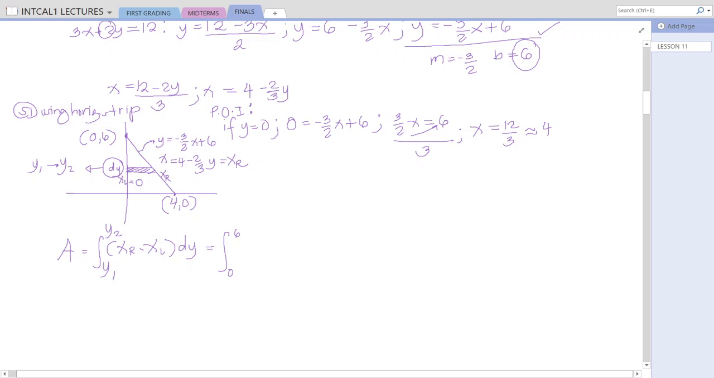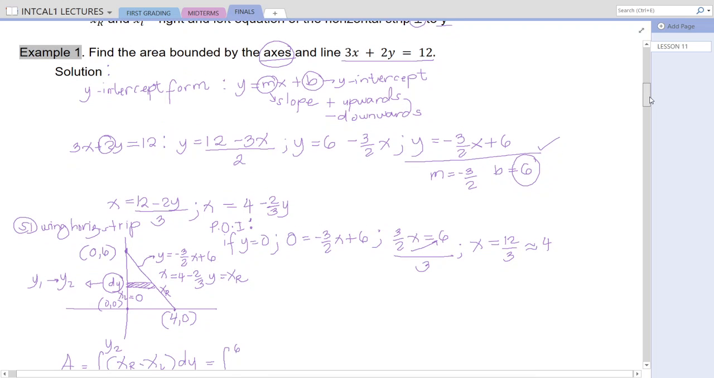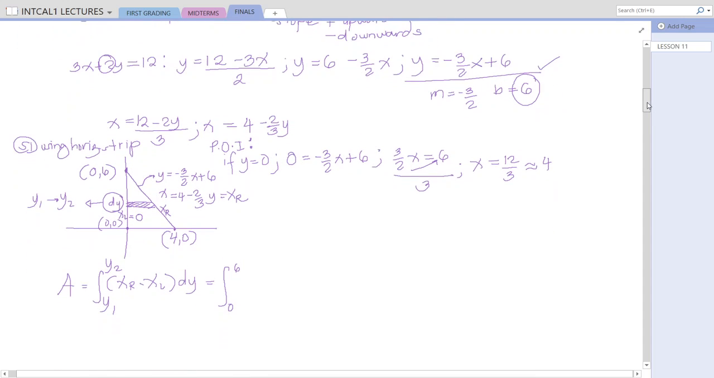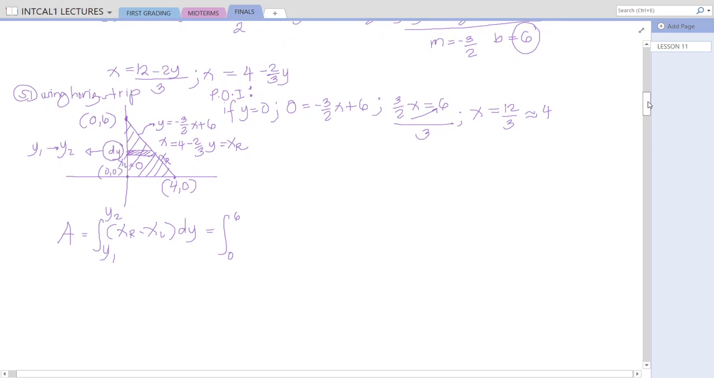Since that is from the origin, that is 0 to 6. So that is from 0 to 6, since the area bounded will be including the axes. So that is the y-axis and the x-axis, so this will be the required area. So for this one, continuing, that is x right, the equation that strikes the x sub right of the differential strip, so that is this one.